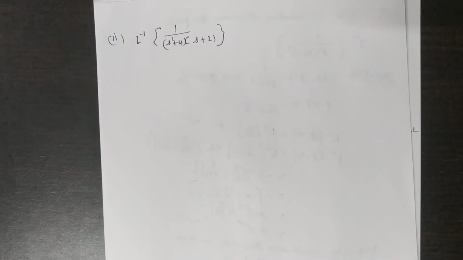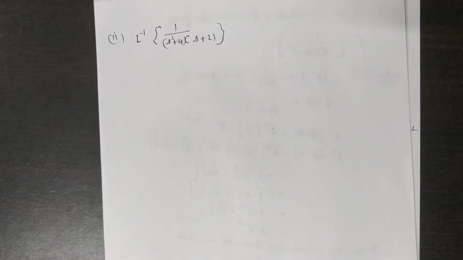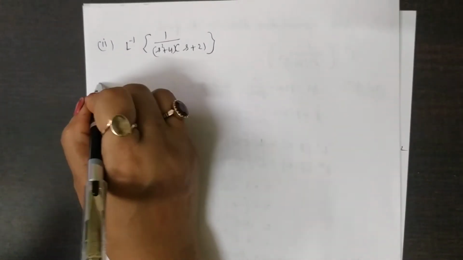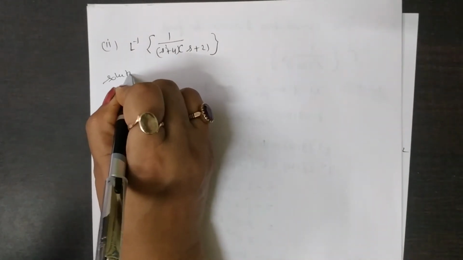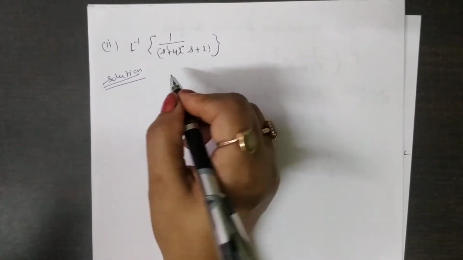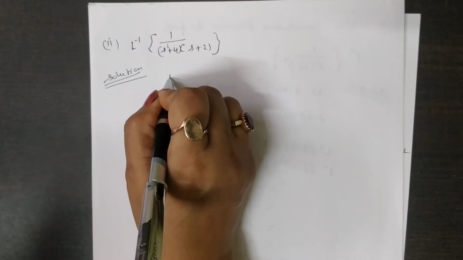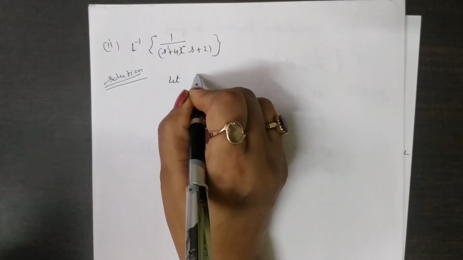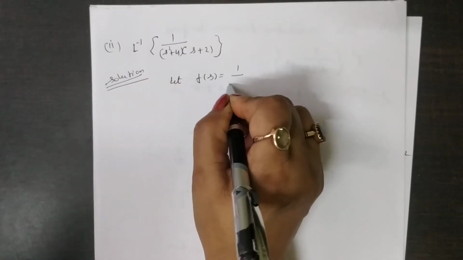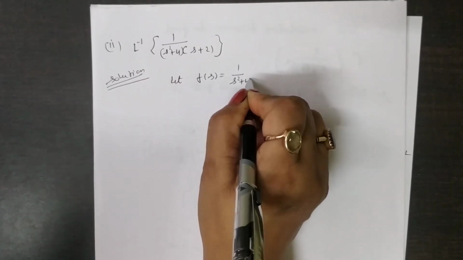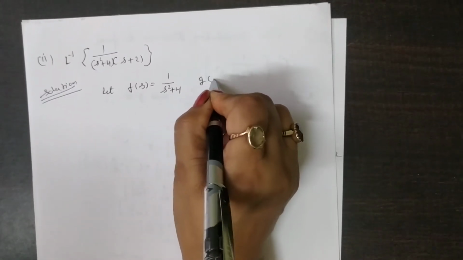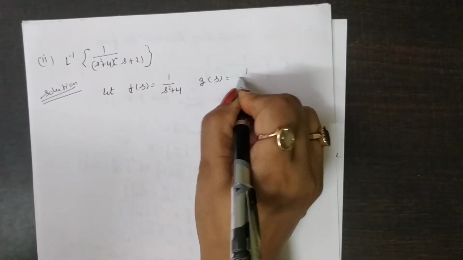As in the earlier problem, similarly you have obtained it. I think you have cleared this convolution theorem, all the questions. Let F of s be equal to 1 by s square plus 4, and G of s is equal to 1 by s plus 2.